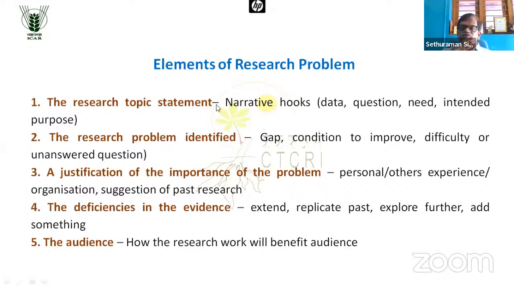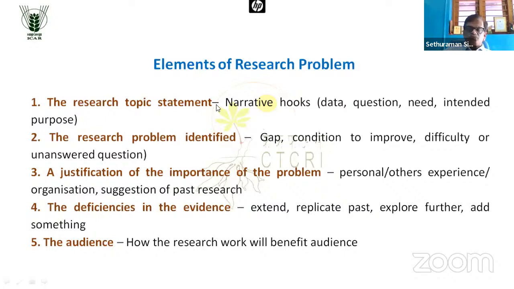So these are the ways a research problem will manifest. A research problem may be a gap, a condition to be improved upon, a difficulty to be eliminated, or an unanswered question which requires an answer. These are the different dimensions of the research problem. First you will use the narrative hooks. Second, you will explain the research problem. Third, you have to justify why that problem is very important for you and for the university as well.